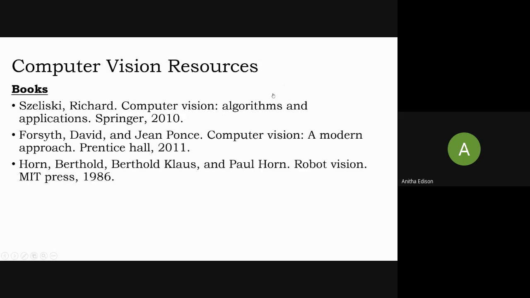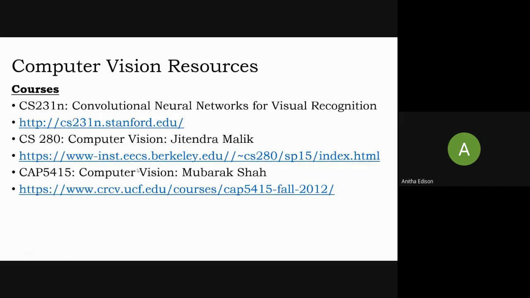For computer vision resources, there is a site called CV Foundation, Computer Vision Foundation. You have all the computer vision conference papers on this particular site. And there are computer vision books by Szeliski. This is a very good book to read. And then there are other books like this one. And there are a lot of videos and courses.